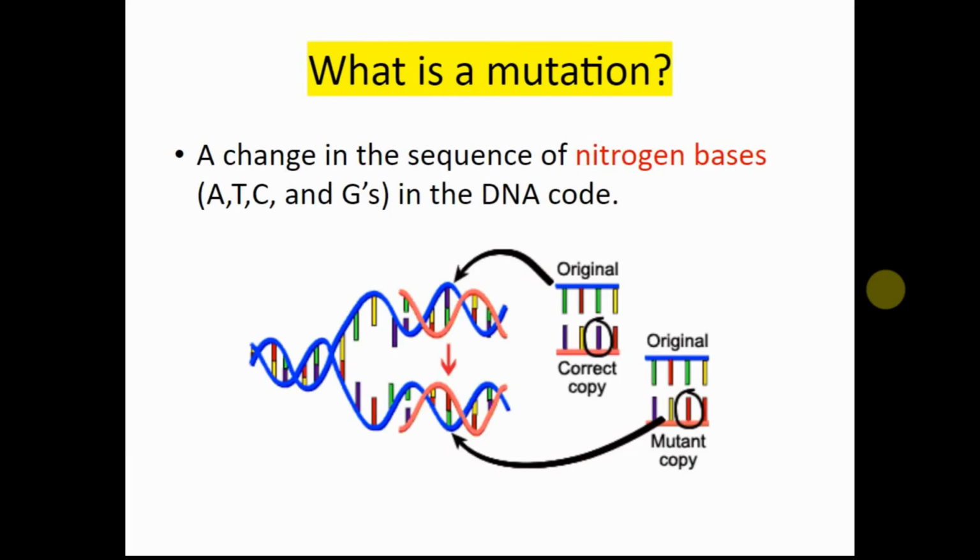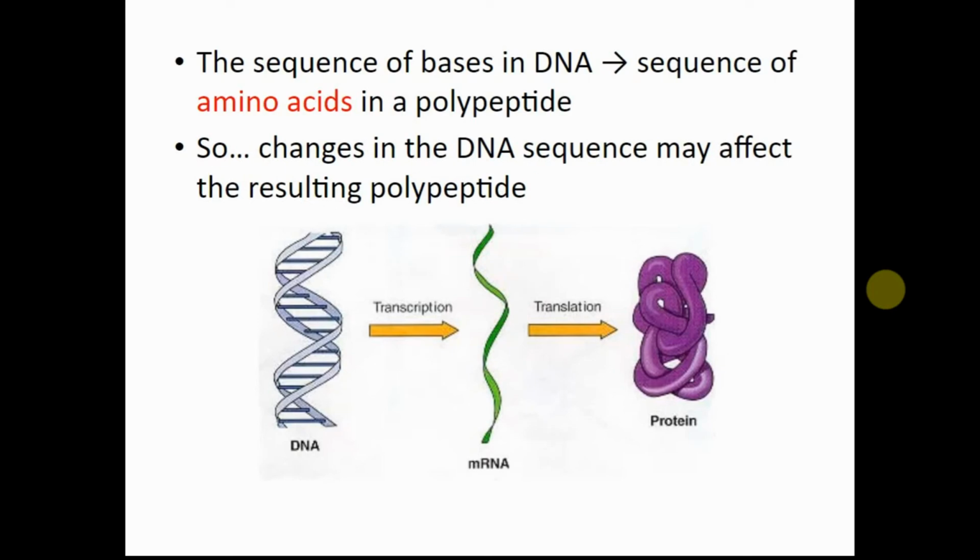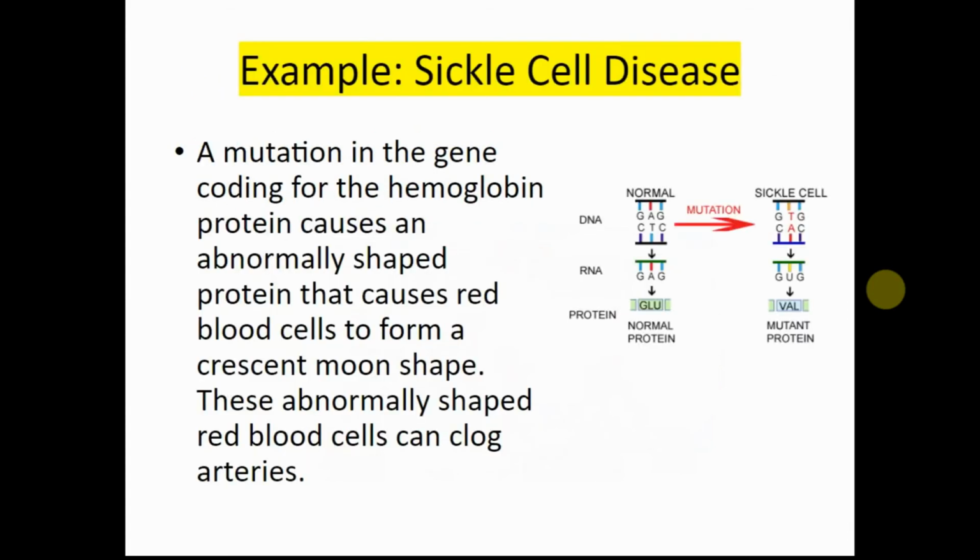So a mutation is going to be any change in the sequence of nitrogenous bases, so your adenines, thymines, cytosines, and guanines in the DNA code. Remember, the sequence of bases in DNA determines the sequence of bases in mRNA, which then determines the sequence of amino acids within a polypeptide. So if you change the DNA sequence, that may change the amino acid sequence as well. For example, there is a mutation in the gene that codes for hemoglobin protein in red blood cells that can lead to a condition called sickle cell disease.